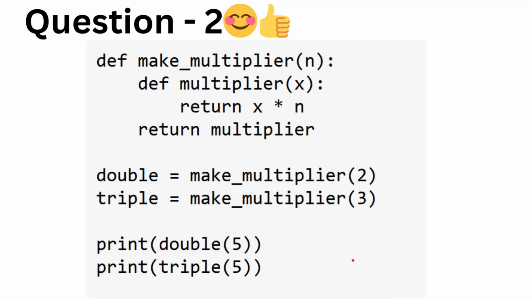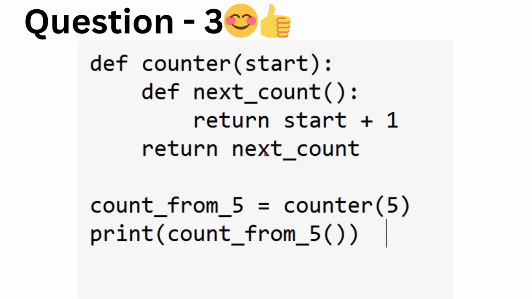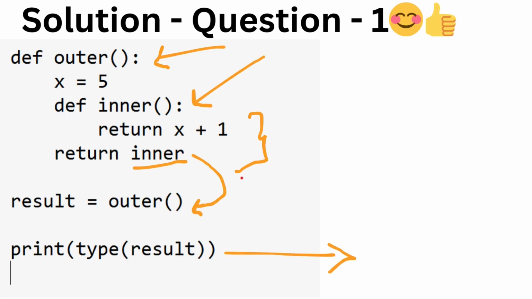And this is your second question. It has two function factories, it seems. Predict the output, what would that be? And this is your third puzzle. So what will be the output for this? Yes. So friends, I hope you are ready with your solutions. So let's discuss the solutions.